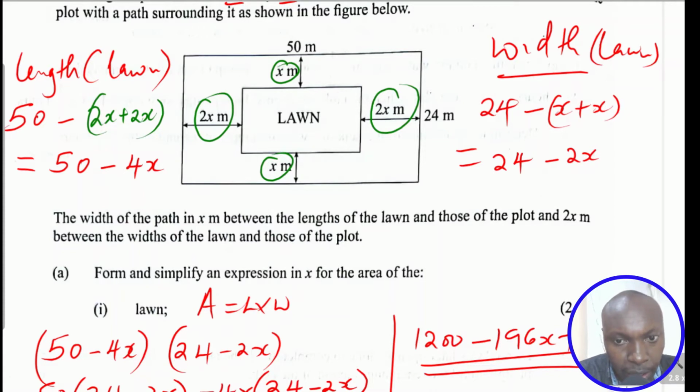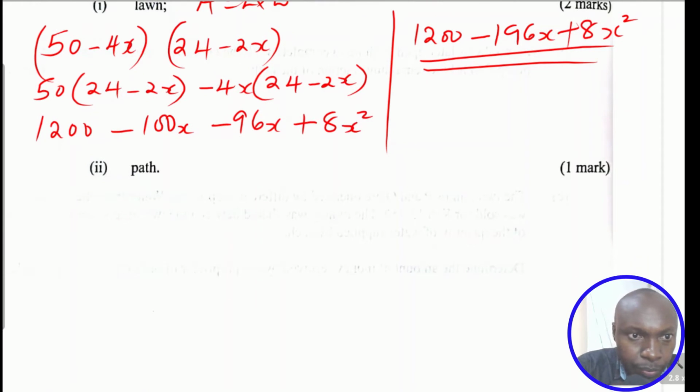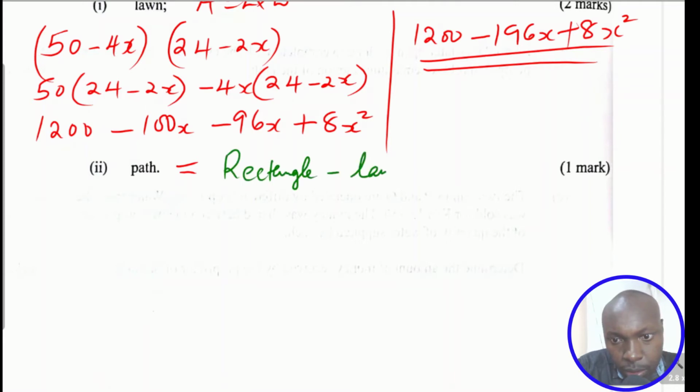To get the area of the path, we just need to get the area of the bigger rectangle which measures 50 by 24, then we subtract the area of the lawn. And since we have obtained the area of the lawn, this one will be easier. So the area of the path is obtained by the area of the rectangle subtract the area of the lawn. As simple as that. So the area of the rectangle is 50 multiplied by 24.